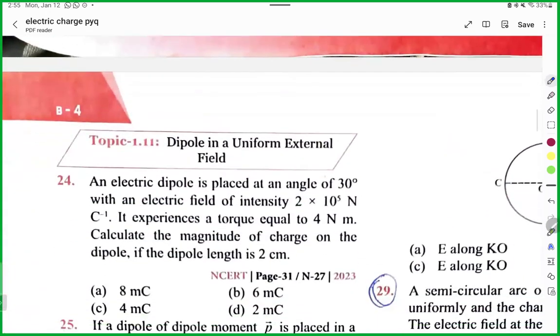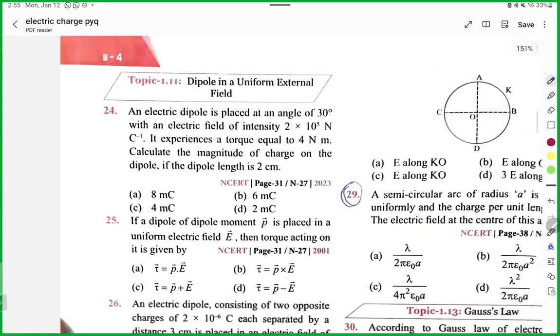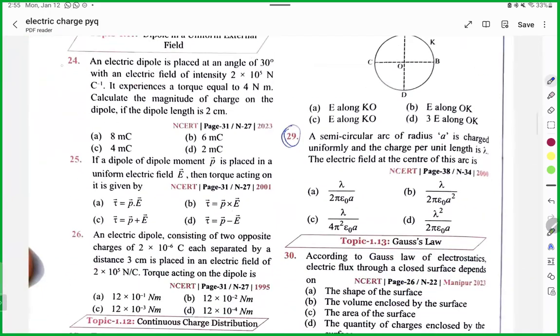Next, all of you do one by one. This is for Sara. This is for Chandana. This is for Anvita.